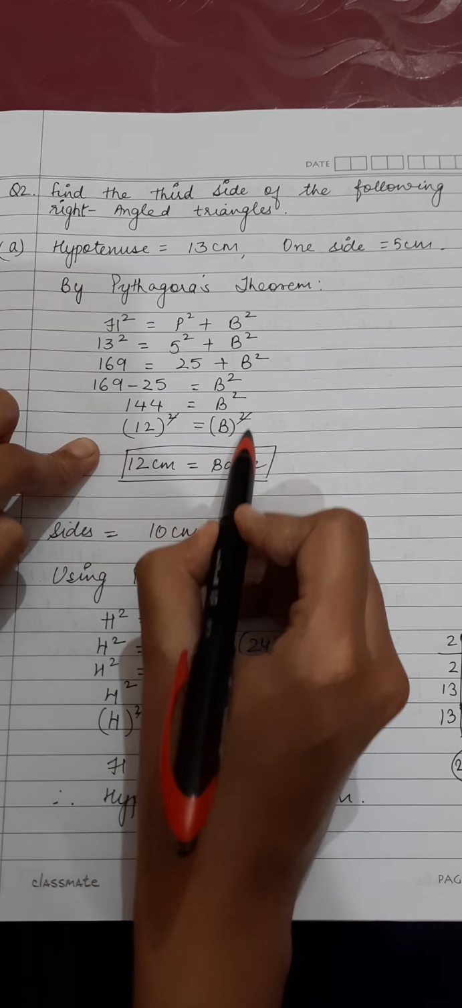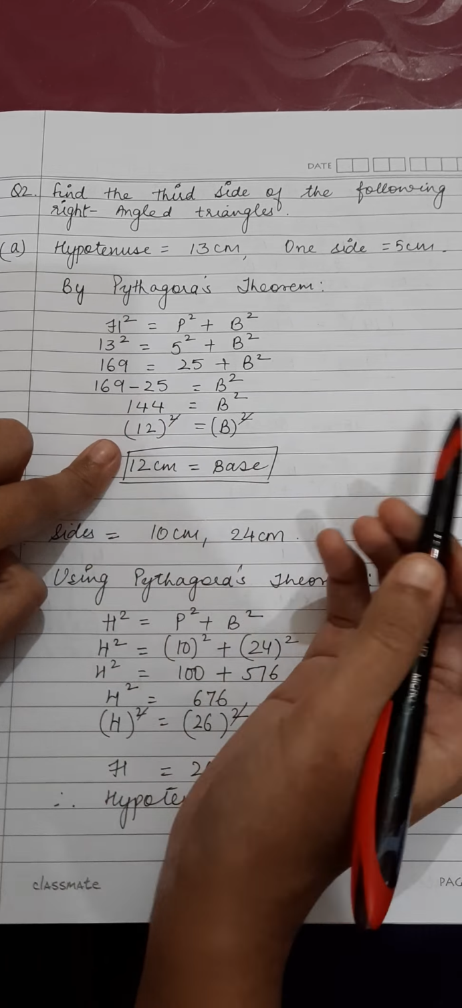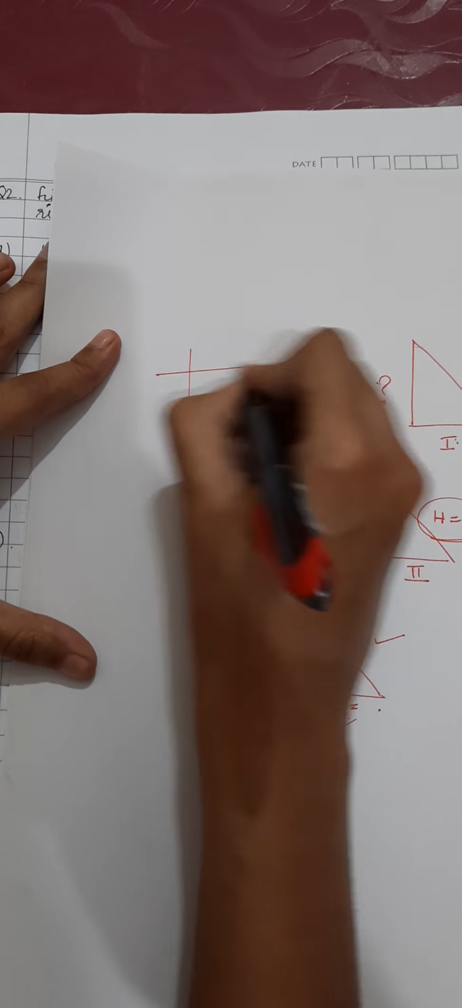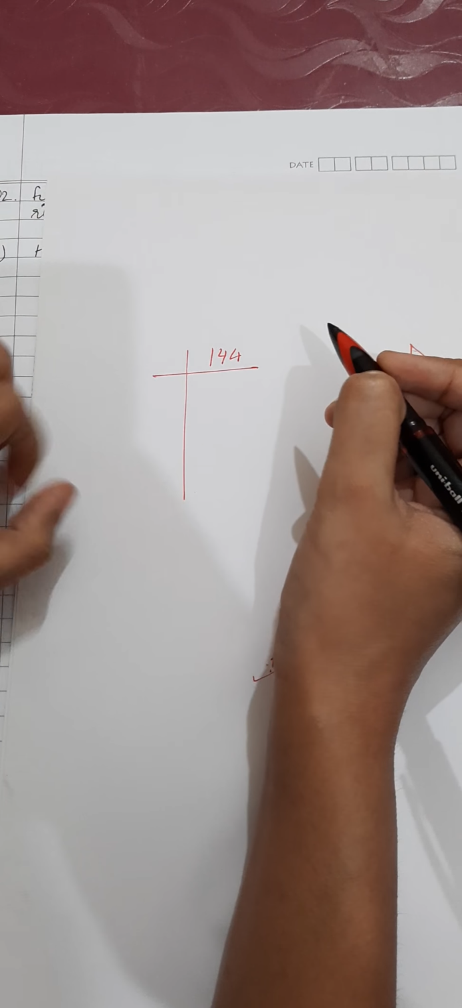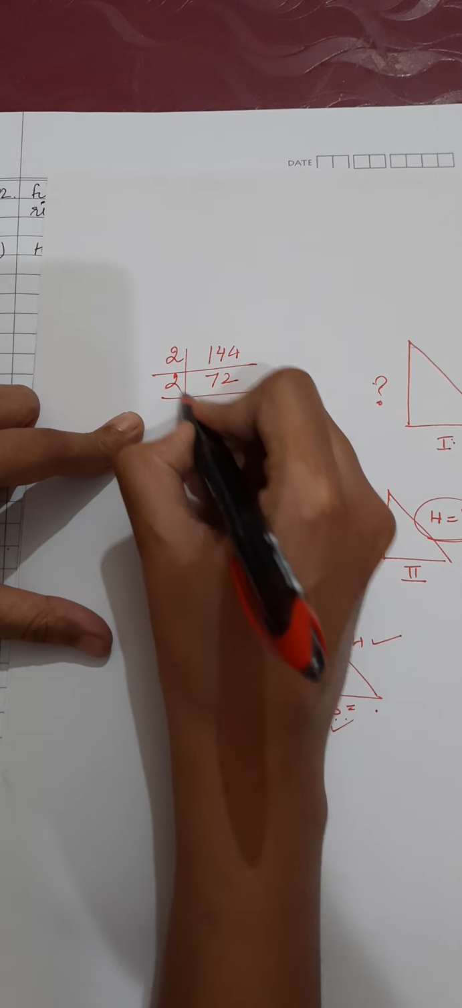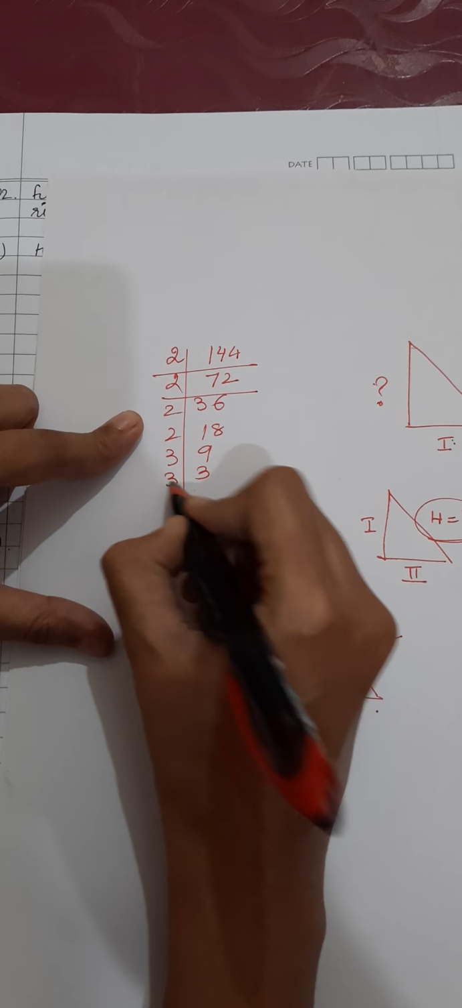Now this is the step where you should know that 144 is the square of which number. If you don't know, then I'll tell you how to find it. Firstly you are going to find the prime factors of 144. It will go firstly on 72, then 36, then 2 18s, 2 9s, 3 3s, 3 1s.